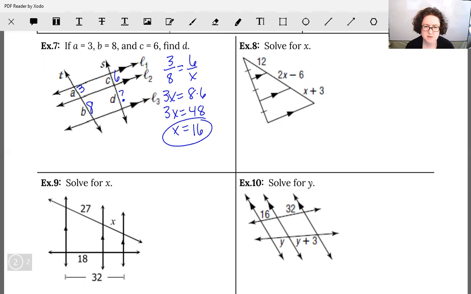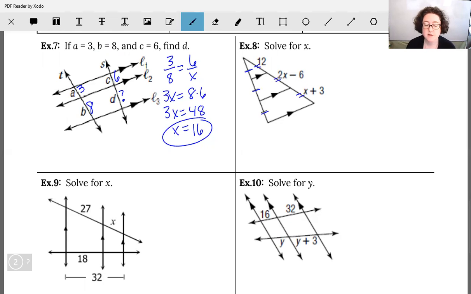What do you think the comparison is going to be? So notice on the left-hand side, each one of these sections created is all marked congruent. So what's true about all the segments on the right-hand side? They are also all congruent.